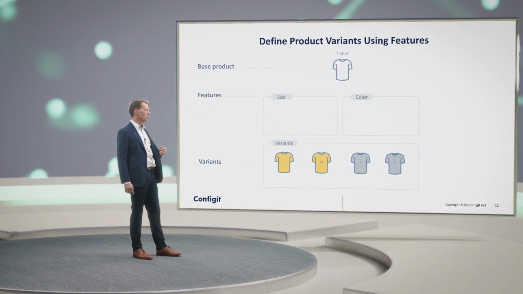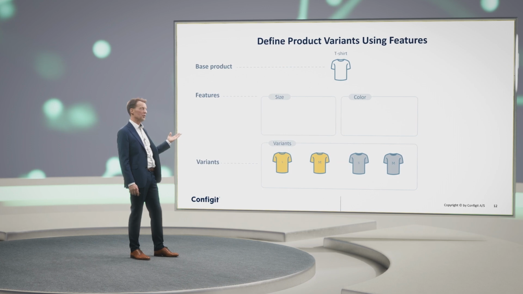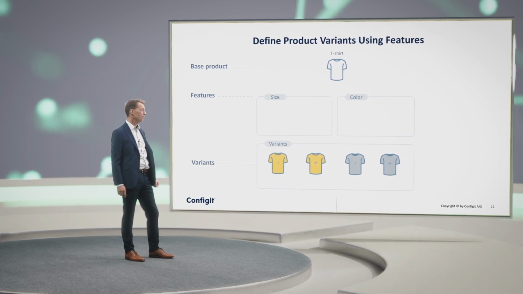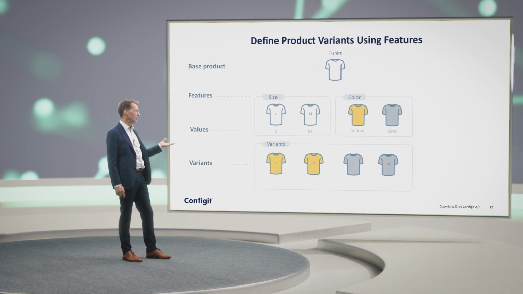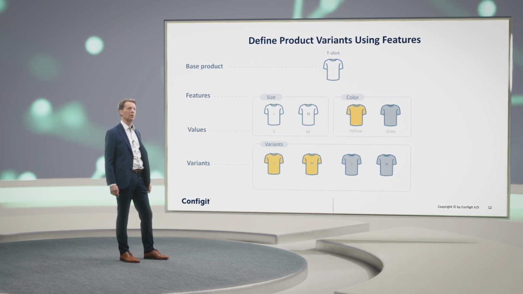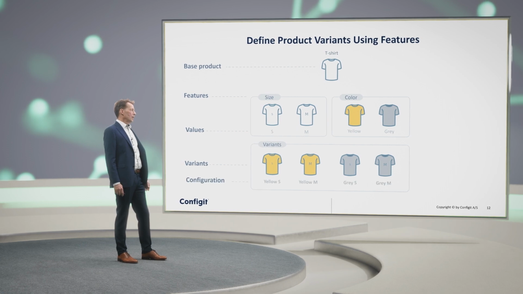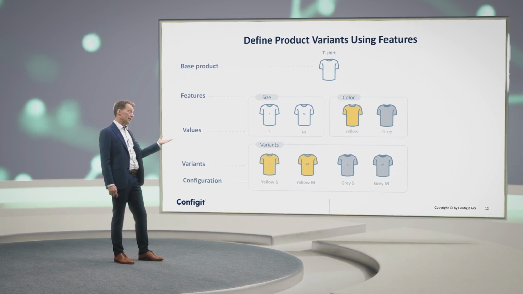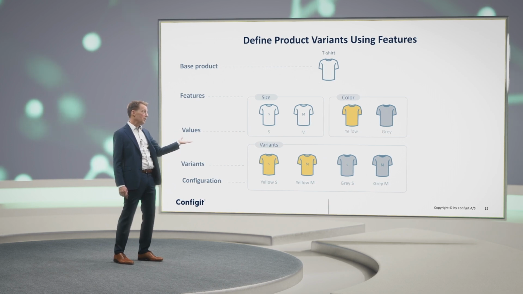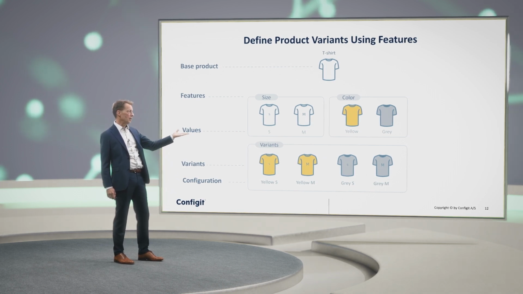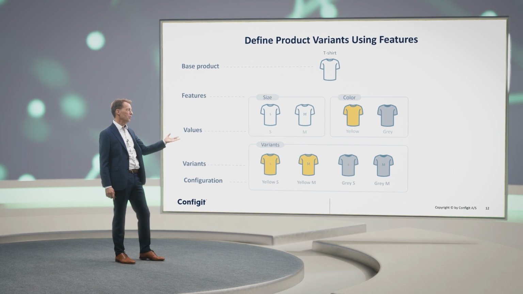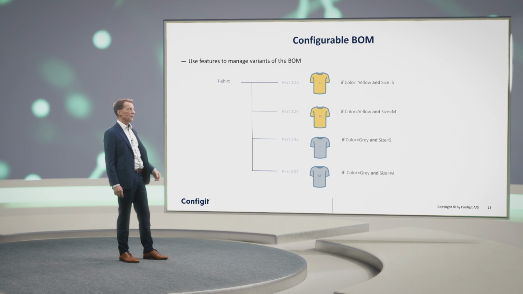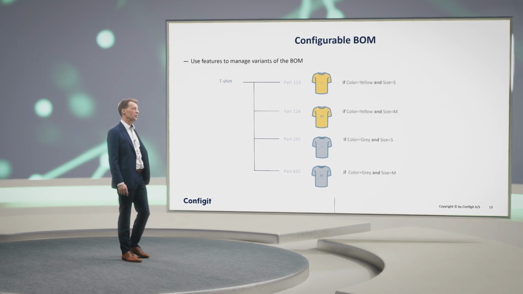So we have now introduced the notion of having features. For our t-shirt, we can imagine we have a size and we have a color. And those, of course, have the values small and medium and yellow and gray. The configuration will then be, as shown there at the bottom, yellow small, yellow medium, gray small, gray medium.